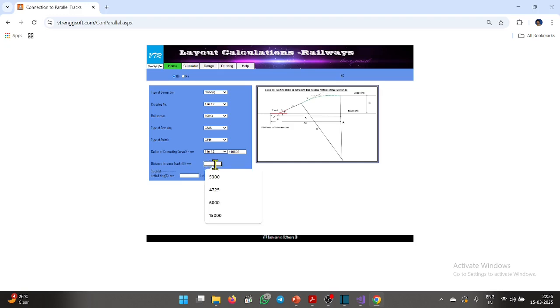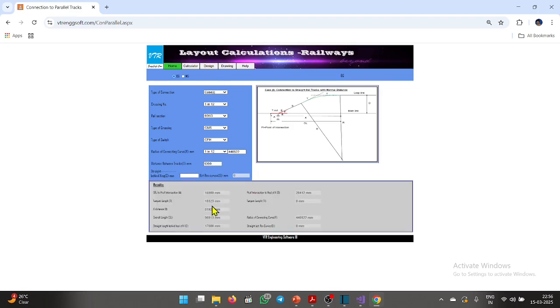And the distance between tracks is 5.3. Let us add that, and I don't put any S. Let us see here, this is okay. Now there is only one tangent. This is the tangent length, everything we got. Overall length, how much? 98.9 something.